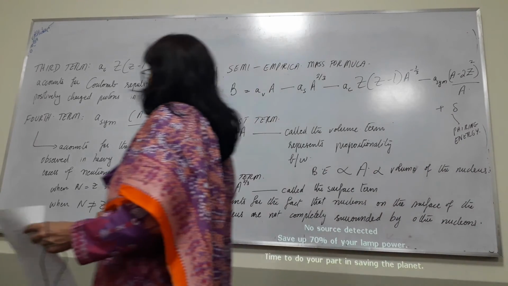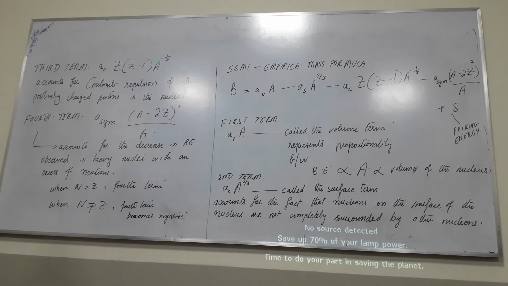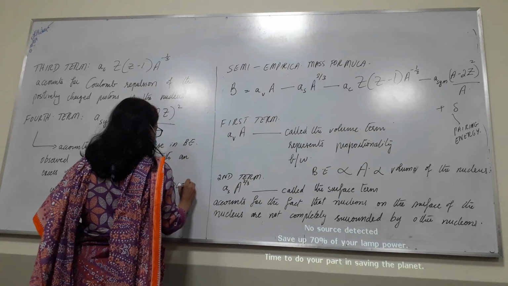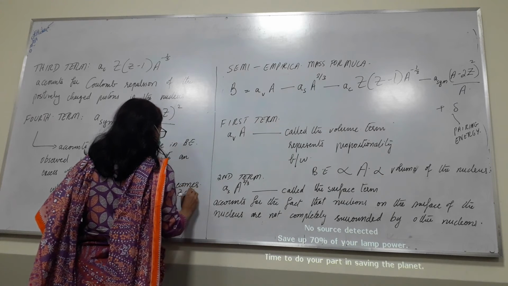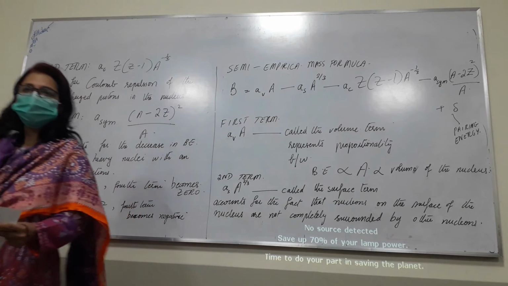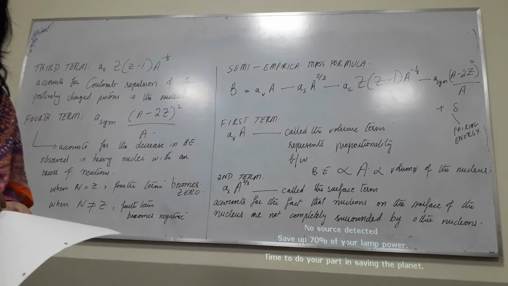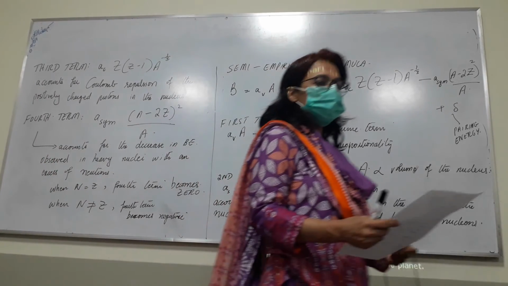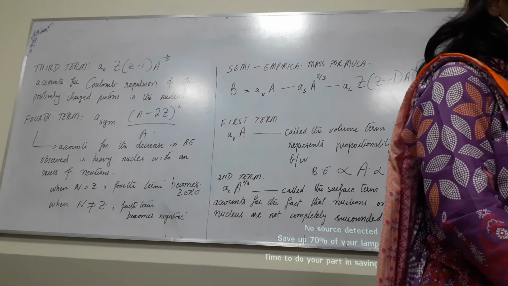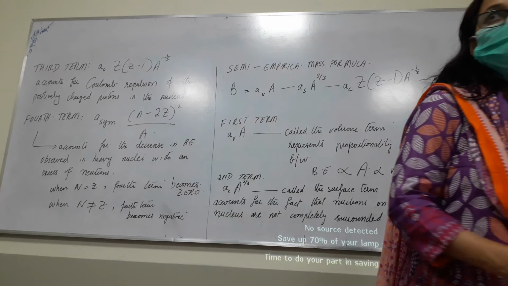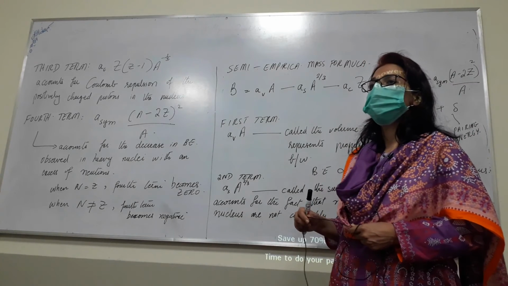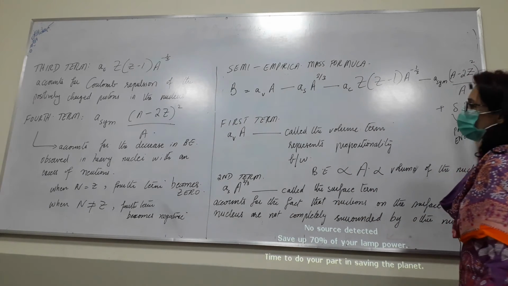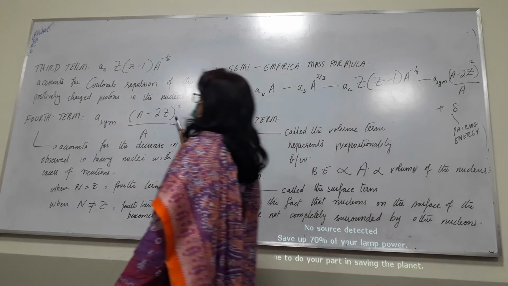So, when N is equal to Z, the fourth term becomes what's the answer? 0. Is that clear? Do you understand why? Think. Look at the term and try to understand it. We are talking about this term. Fourth, this one.